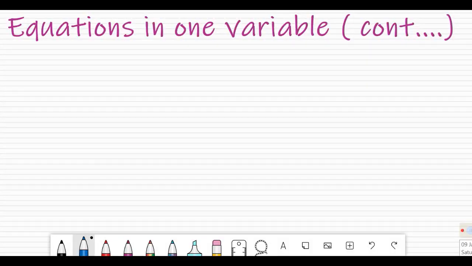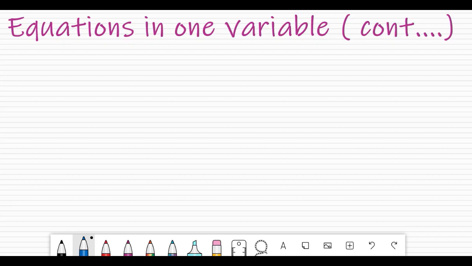Dear students, we are continuing with the chapter equation in one variable. Last video you could understand what is meant by an equation, what is meant by variable, what is meant by equations in one variable, and those who have not gone through or watched that video should go through that. Link will be given below in the description. You should click that and see the first part of this chapter, first part of the video, and then come back here and continue here.